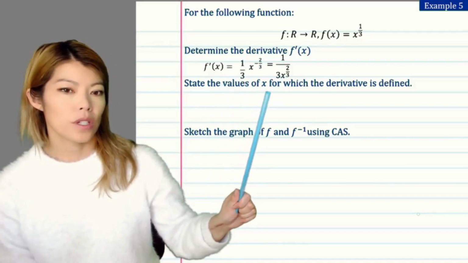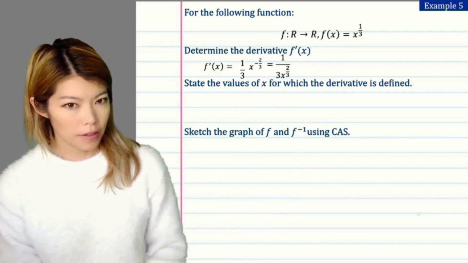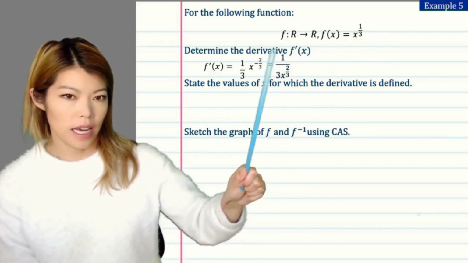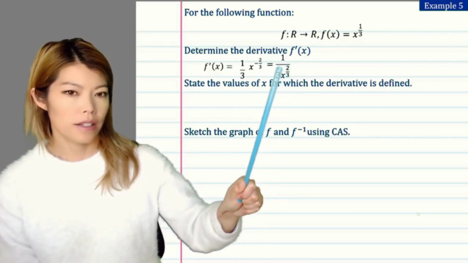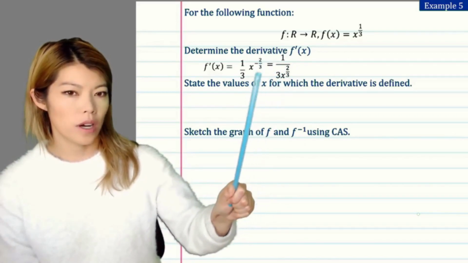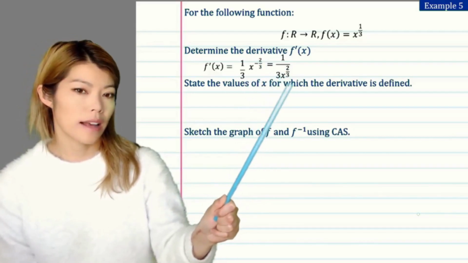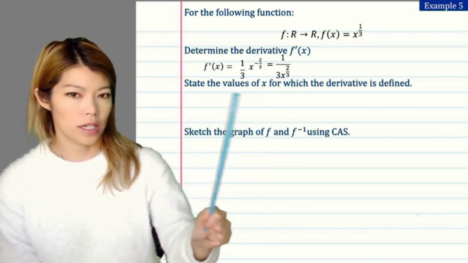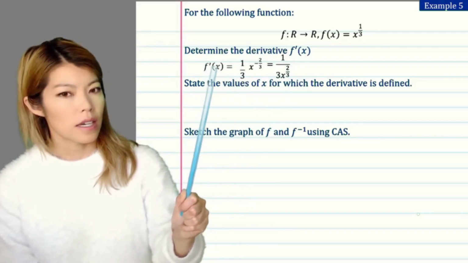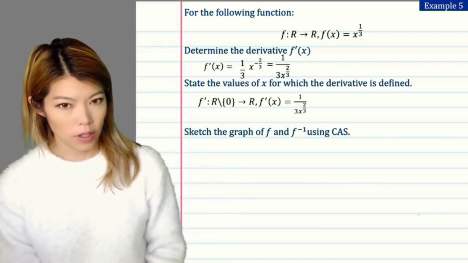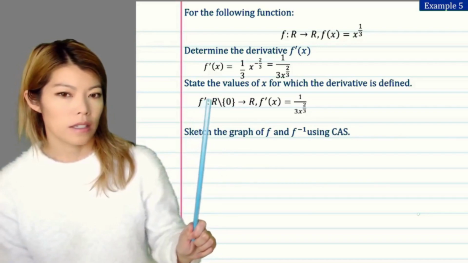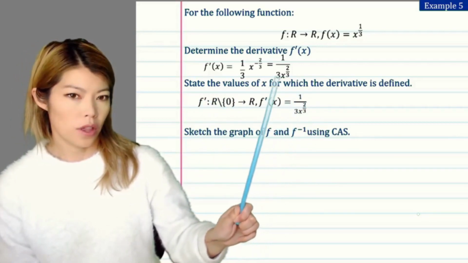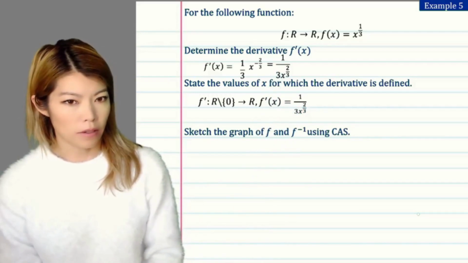State the values for which x has a derivative. Now, this is the derivative. This is the original function. Have a look at the derivative. For what value of x will this work? All values except for when x is 0. If x is 0, then we'll have 1/0, which doesn't work. So the derivative, x can be anything but 0. So the derivative is for all values except for 0, and the equation is 1/3, x to the power 2/3.